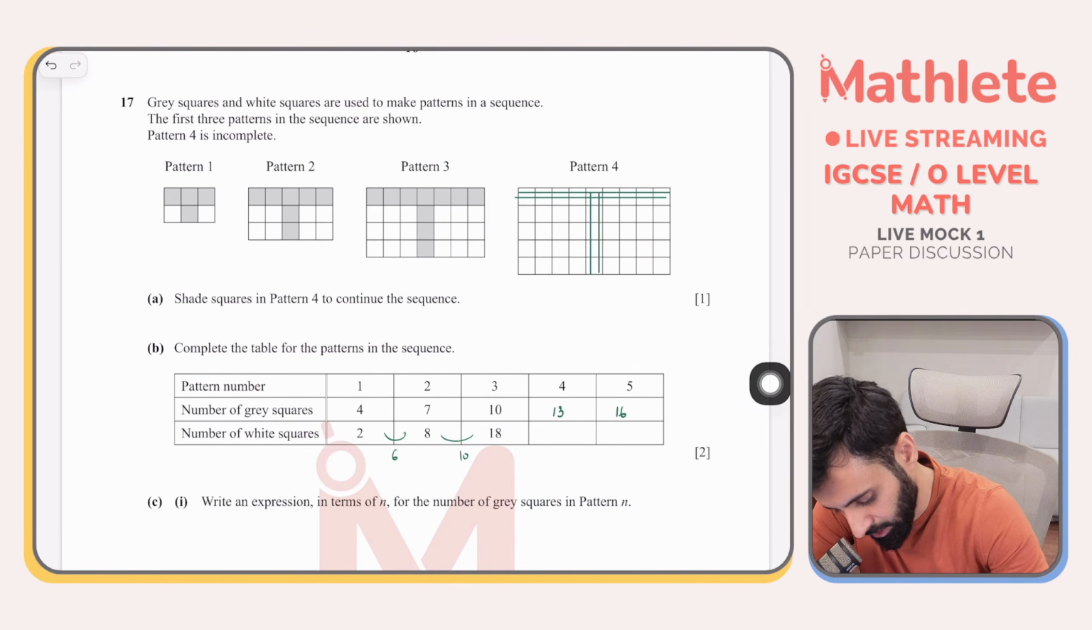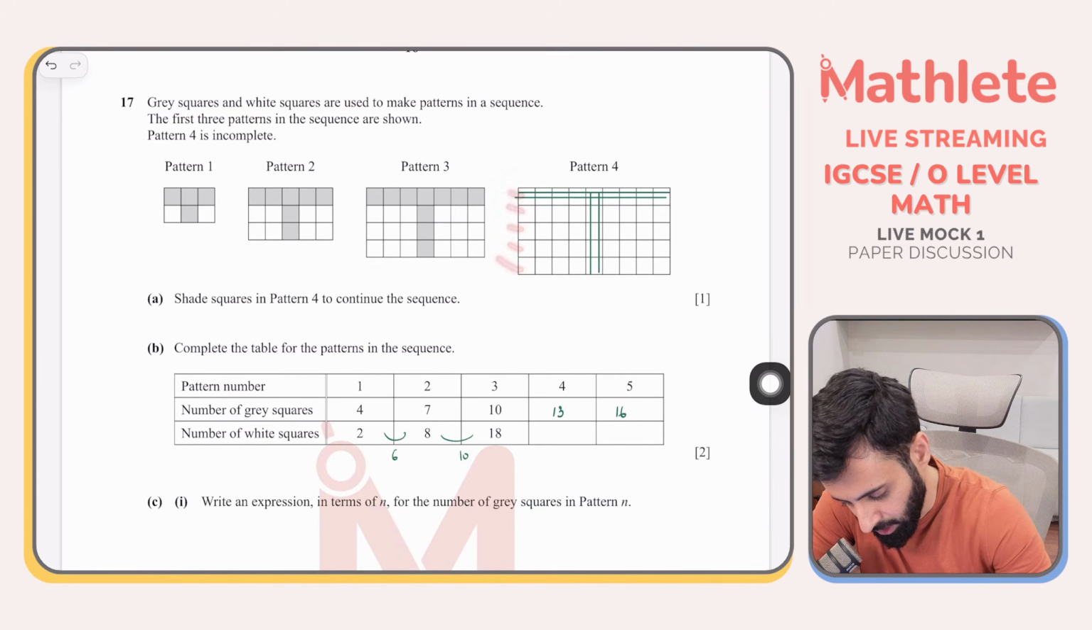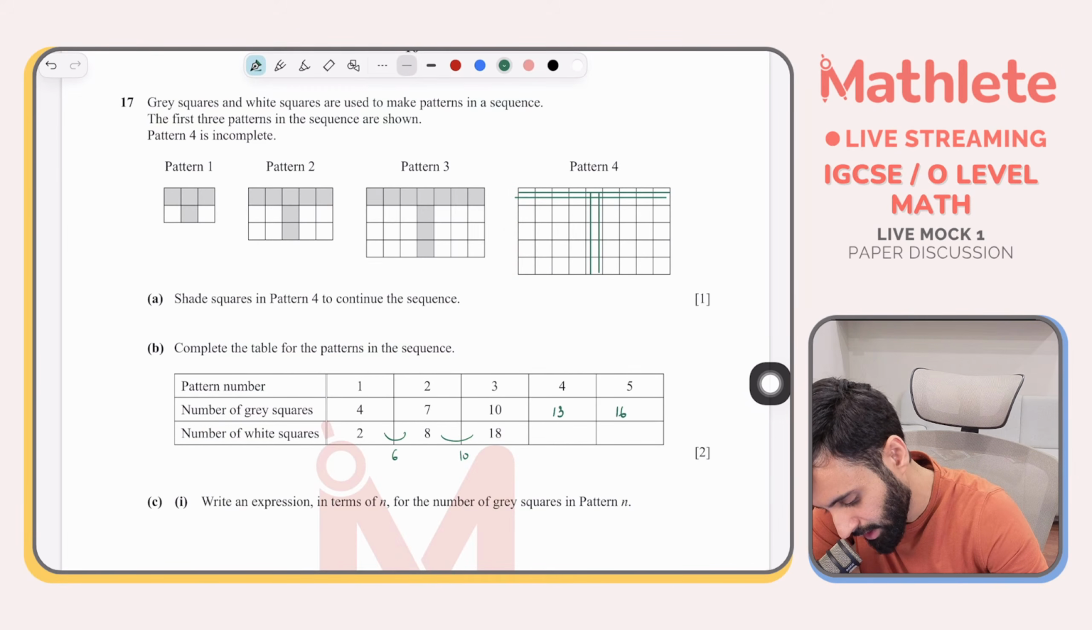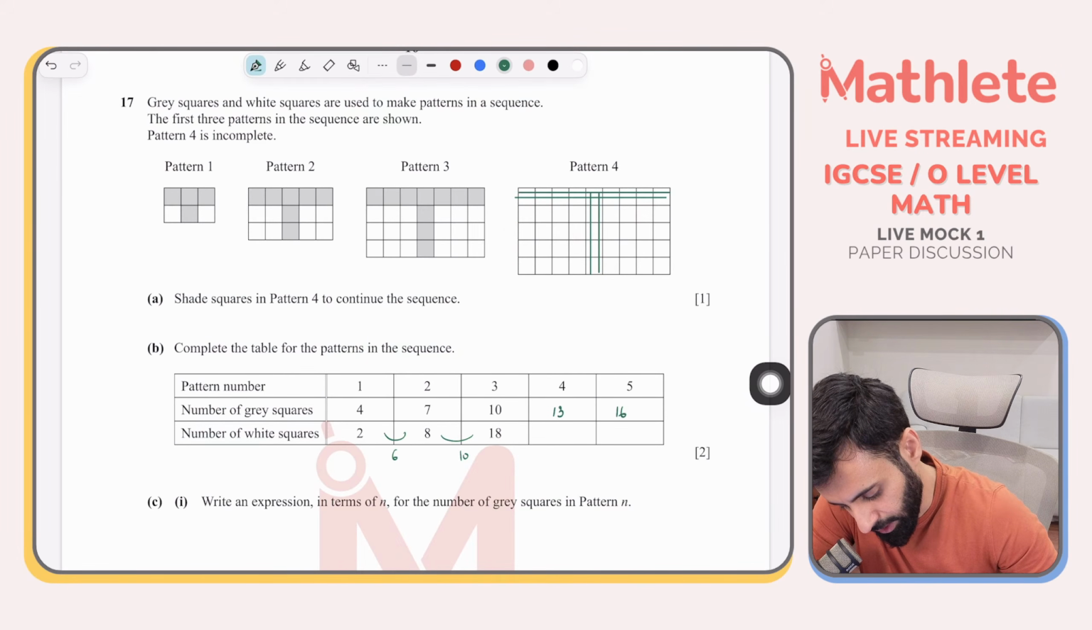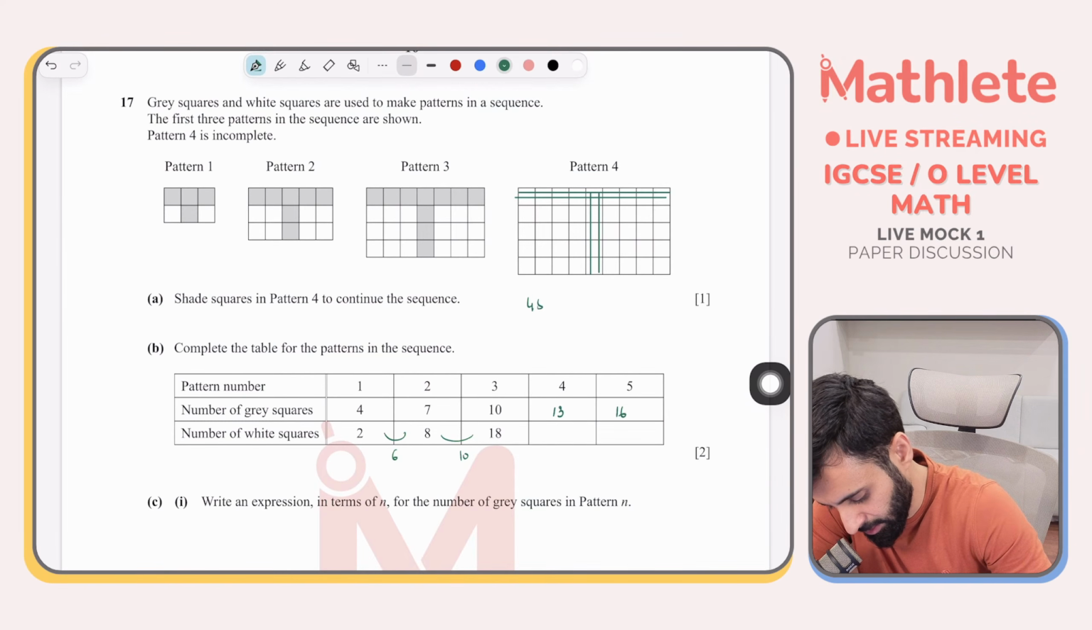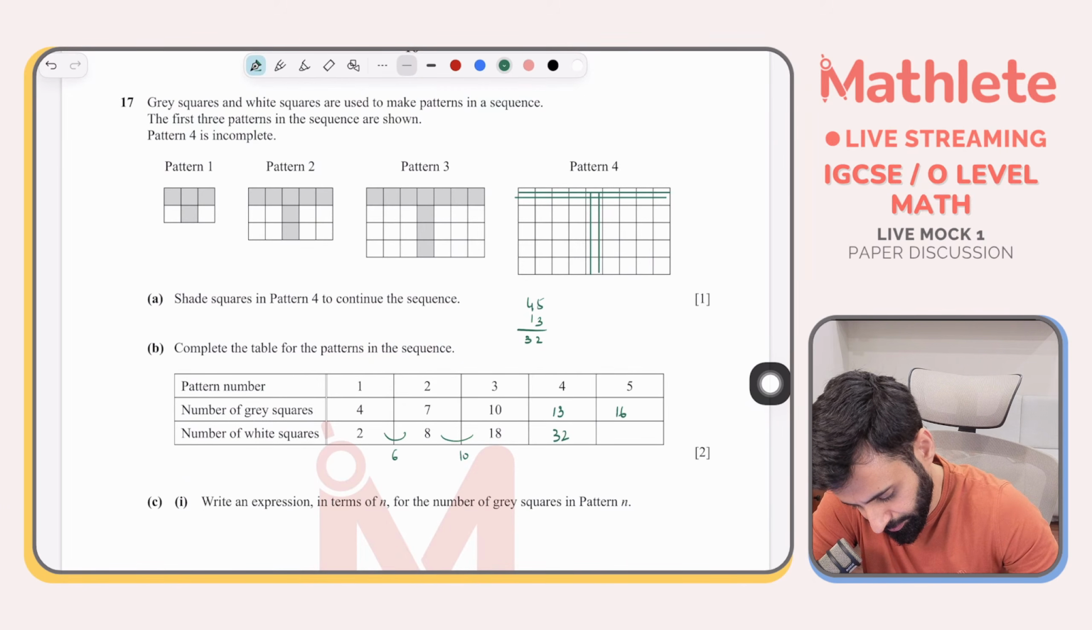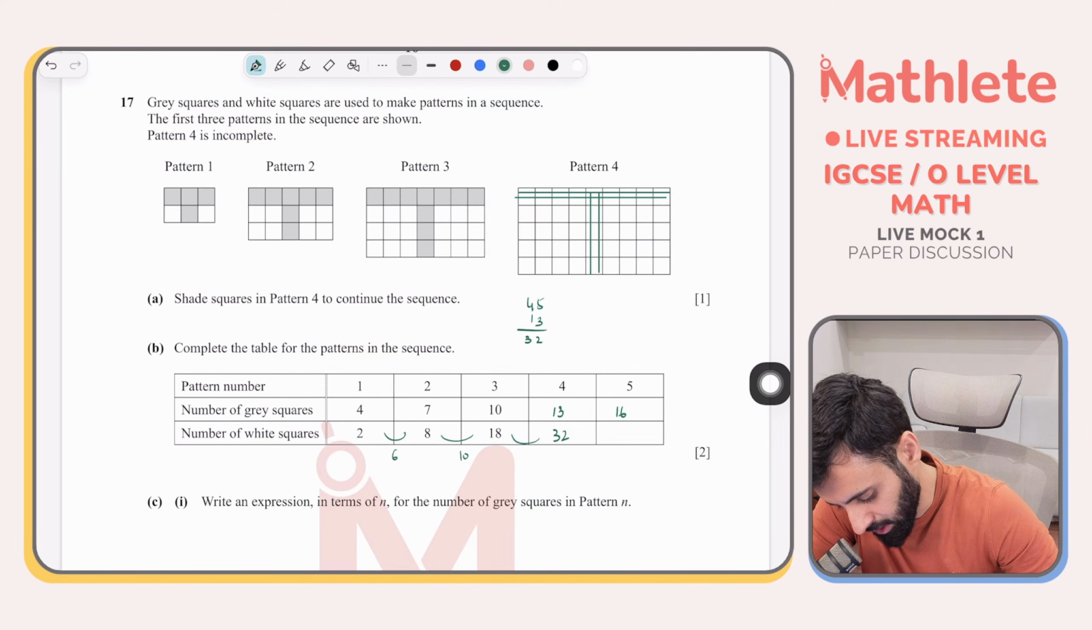So the total number of squares, as you can see, are 1, 2, 3, 4, 5, 6, 7, 8, 9. 9 into 1, 2, 3, 4, 5. 9 5s are 45. अच्छा, अब 45 में से 13 are shaded. That means what is 45 minus 13? That's equal to 32. So that's 32. ठीक हो गया? Okay.